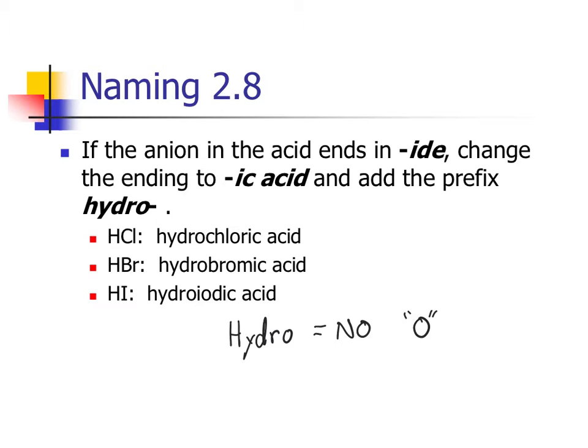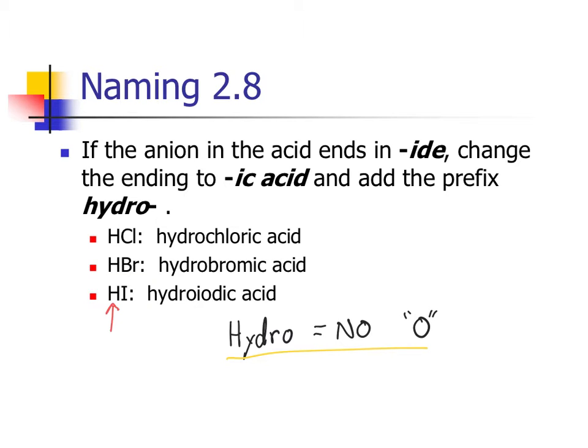Hydro means no O. So if you see hydro in the name of an acid, there is no oxygen involved in that acid. Hydro means no O. Now, one of the red flags for being able to identify an acid is the fact that all acids are going to start with the hydrogen.